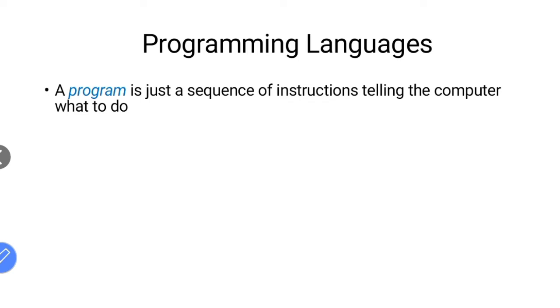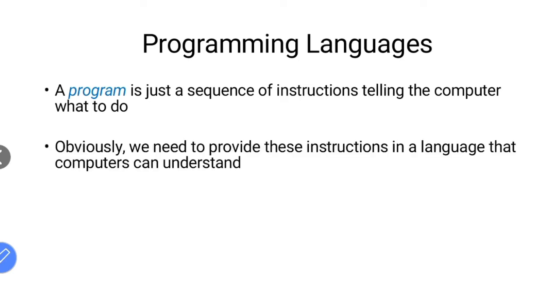And for creating software, we do programming, and that programming concept is called a program. So a program is just a sequence of instructions telling the computer what to do. That means we make some pieces of instruction, that is the software, and that software tells the computer what it needs to do. Obviously, we need to provide this instruction in a language that the computer can understand. Now that software runs on the hardware, how does the hardware know what to do?